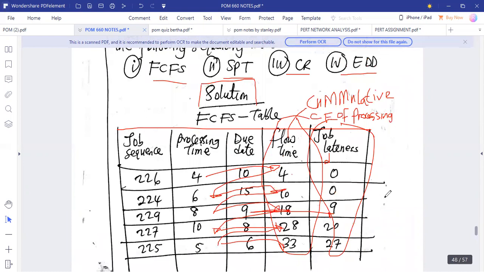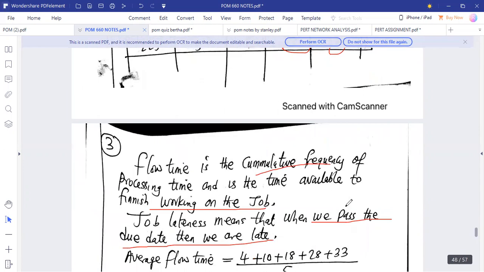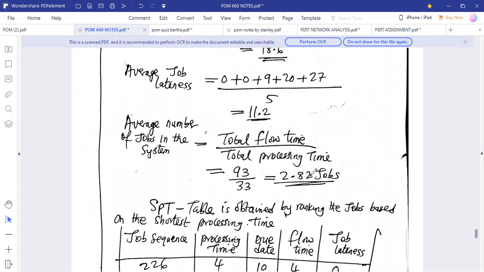All right. So the total flow time over total processing time is 93 over 33, which is 2.82 jobs. So on average, we have 2.8, just don't round off. Let it just be 2.82 jobs. So on average, you can have approximately three customers or three jobs or three vehicles in your garage.